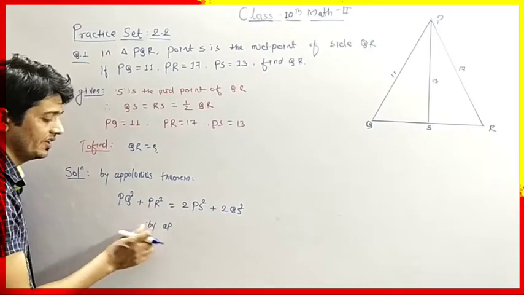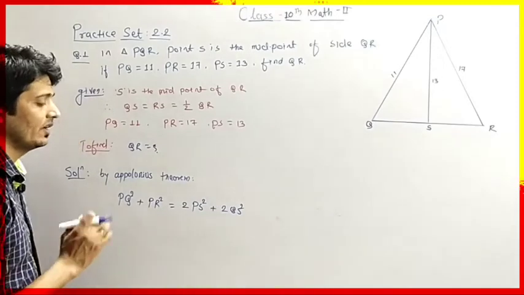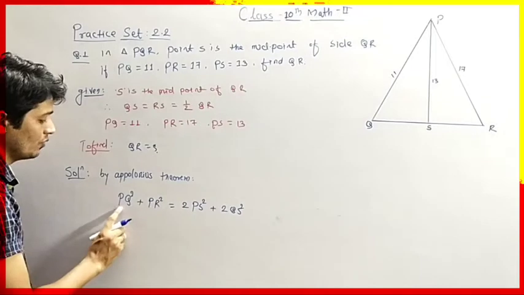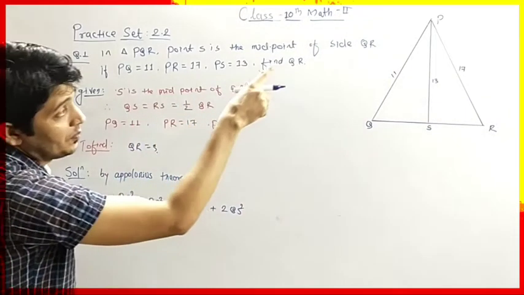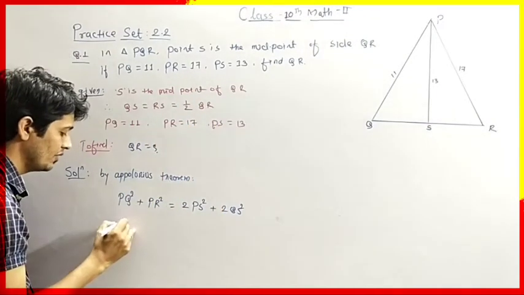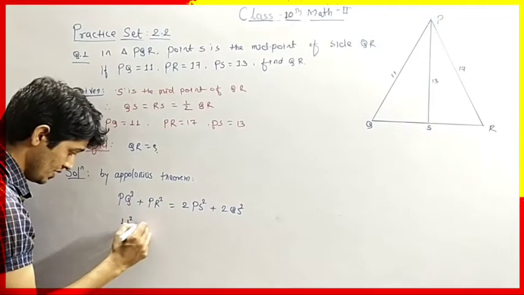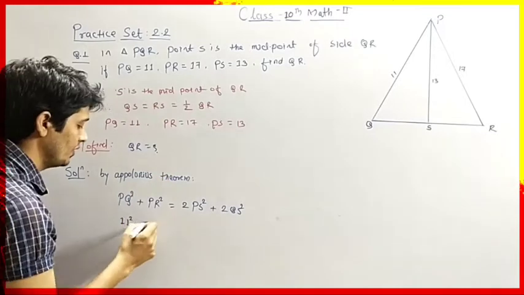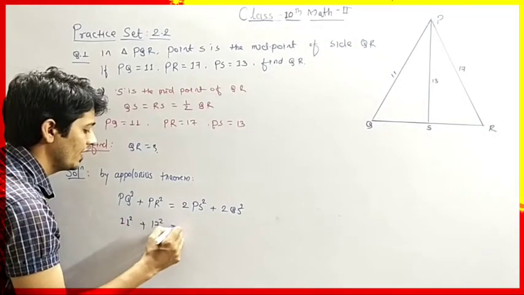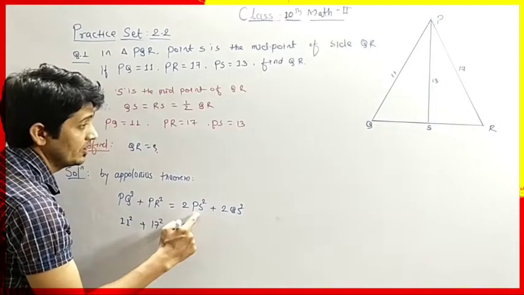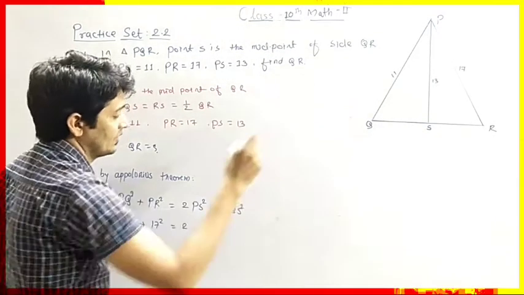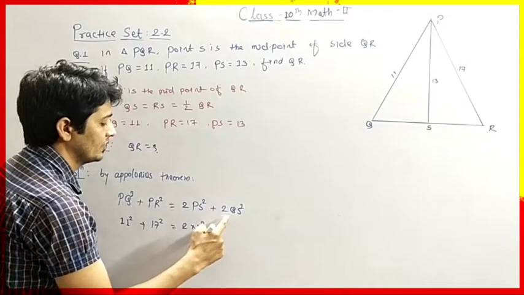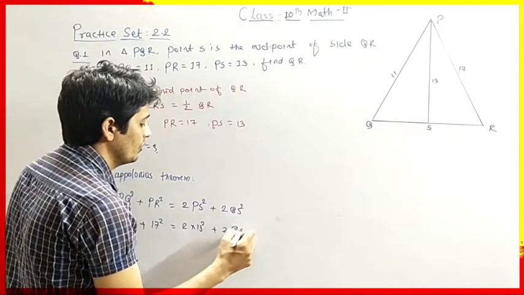So we have already written here. So we do not have to write again. Okay. So now directly we will place the value. Okay. What is PQ? PQ is 11. So here we have to write 11 square plus PR is 17. So we have to write 17 square equals to twice of, what is PS? PS is 13. So we have to write 2 into 13 square plus 2 into QS square, that we have to find out.